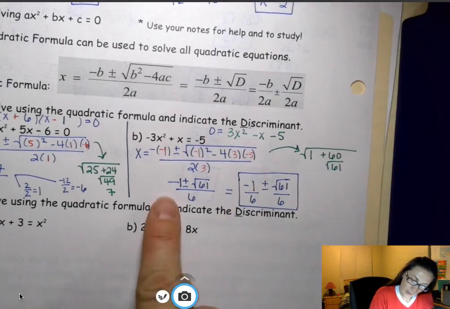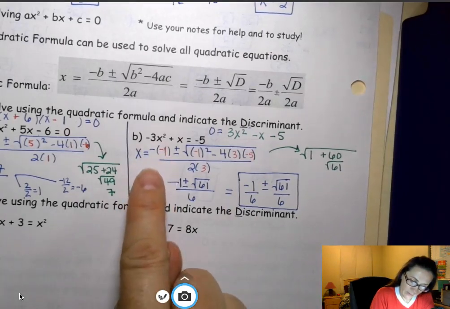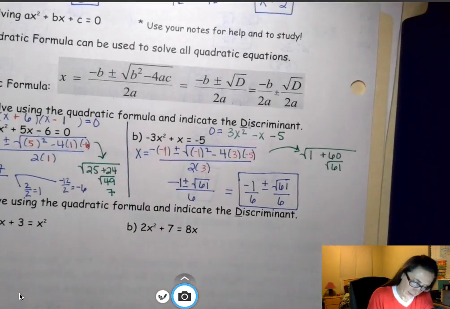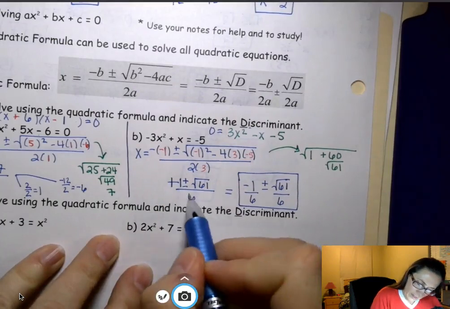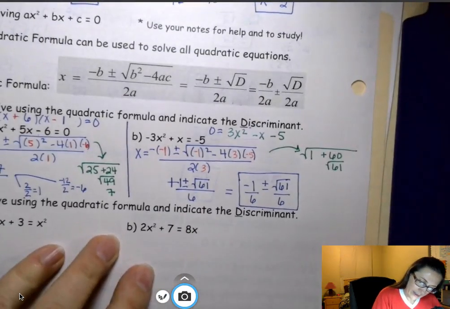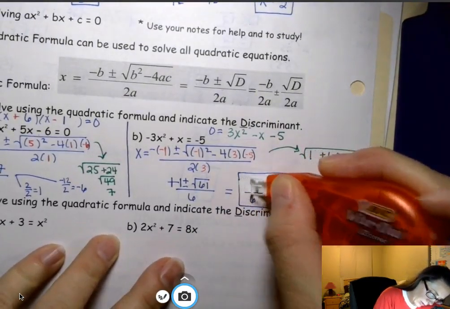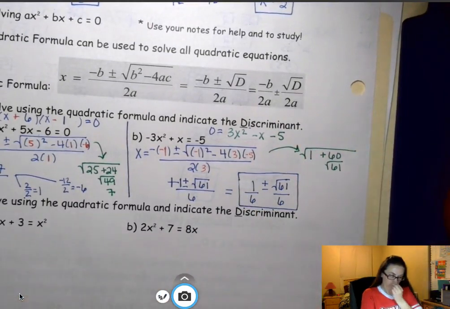So I come back over here. Well, the opposite of negative 1 is a positive 1. Should be a positive 1 out here, sorry. Plus or minus root 61 all over 6, which means this also would be positive 1.